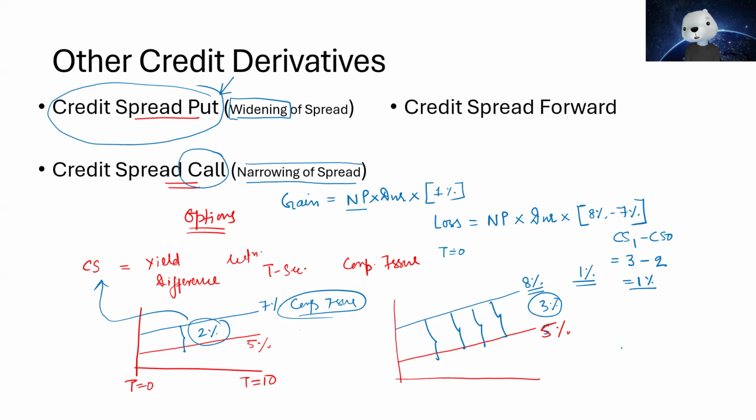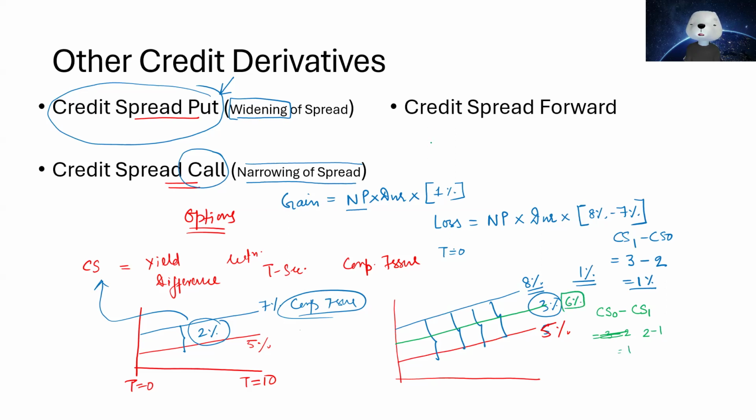On the other hand, there would be speculators in the market who may think that the same issue under consideration may improve in value because of some internal good thing happening with the issuer, and the credit spread may narrow. The earlier credit spread, which was around, let's say, 2%, is now narrowed to 1%. So in this case, the call option payoff is going to be calculated on the basis of CS0 minus CS1, which is 2 minus 1%. So in case the corporate issue starts yielding at 6%, we will have the spread narrowing to 1%.